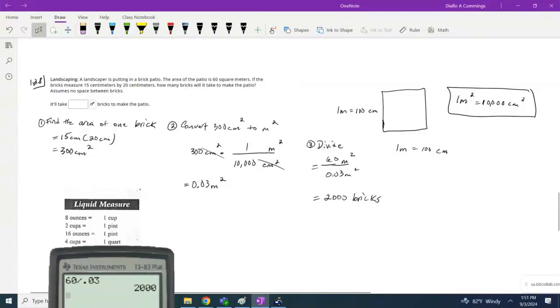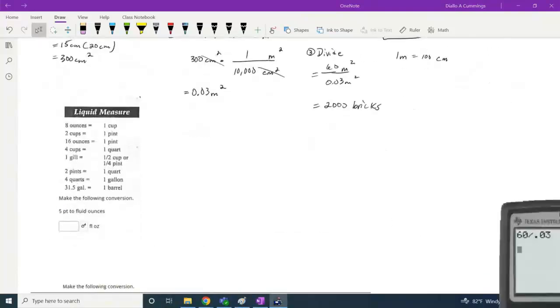So we found the measurement of 1 brick. Then we had to convert from square centimeters to square meters, and be mindful of that because there are a couple of problems in the homework that do this. So we convert it to the correct unit and then we divide it. All right, and that should be similar to your number 8.